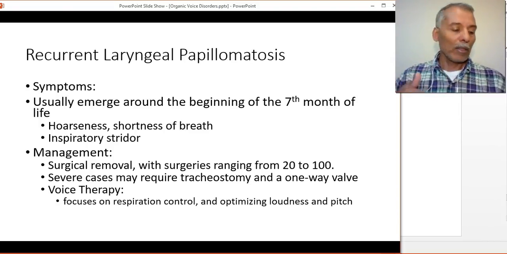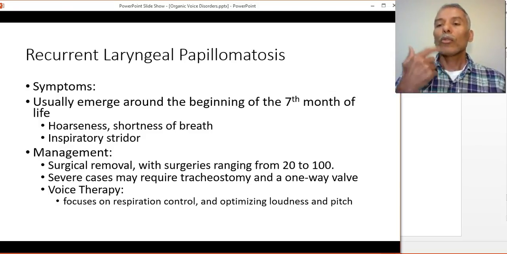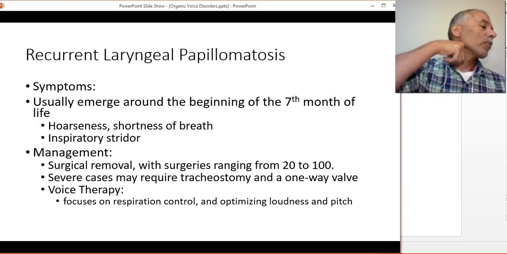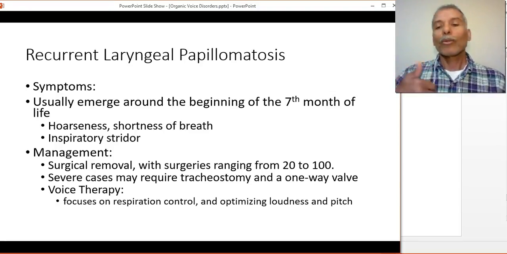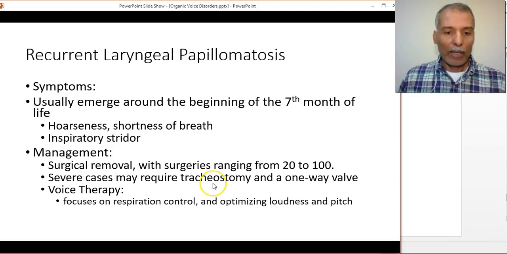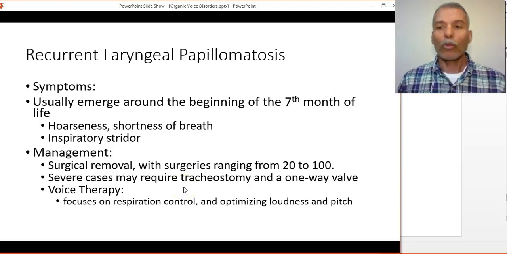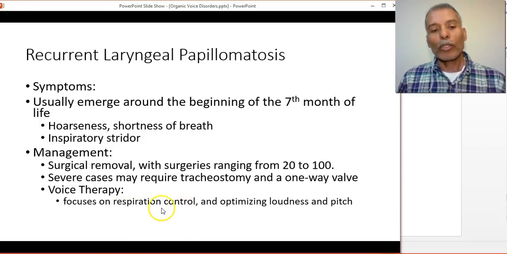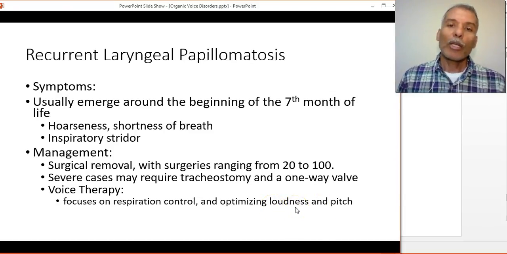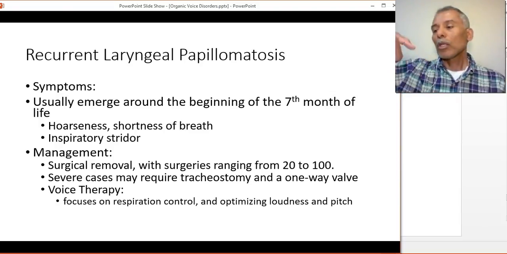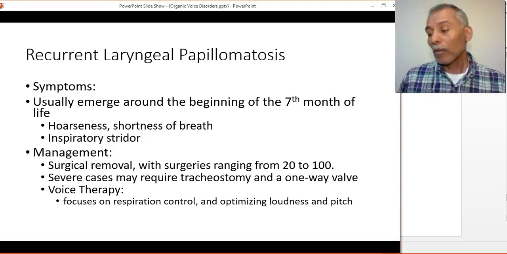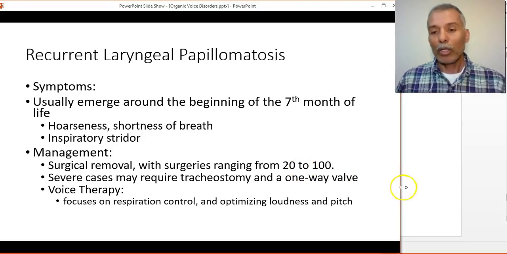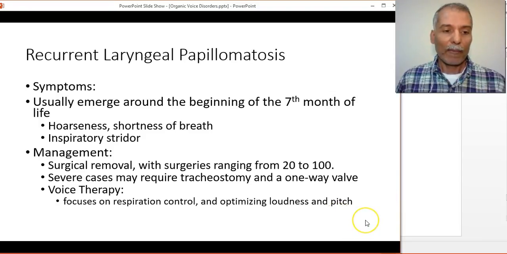The old valves, when you speak, you have to plug them so that the air will be shunted up. But to avoid doing this, there's that valve you have seen that enables you to speak without having to put your thumb to close the stoma every time. Voice therapy, of course, works on respiratory control, on optimizing loudness and pitch, and on teaching the patient how to use the valve, or to use their thumb to occlude it, because many states might not have this because of insurance and so on. Fortunately, in Massachusetts, we have that.